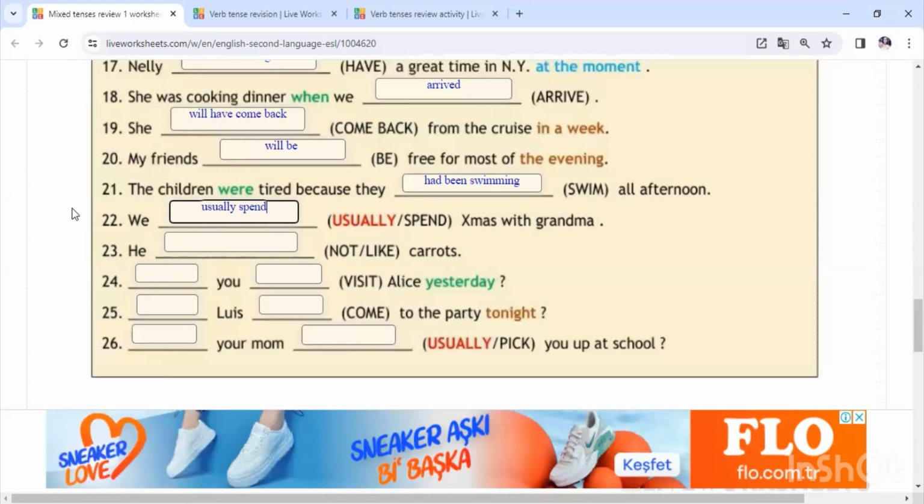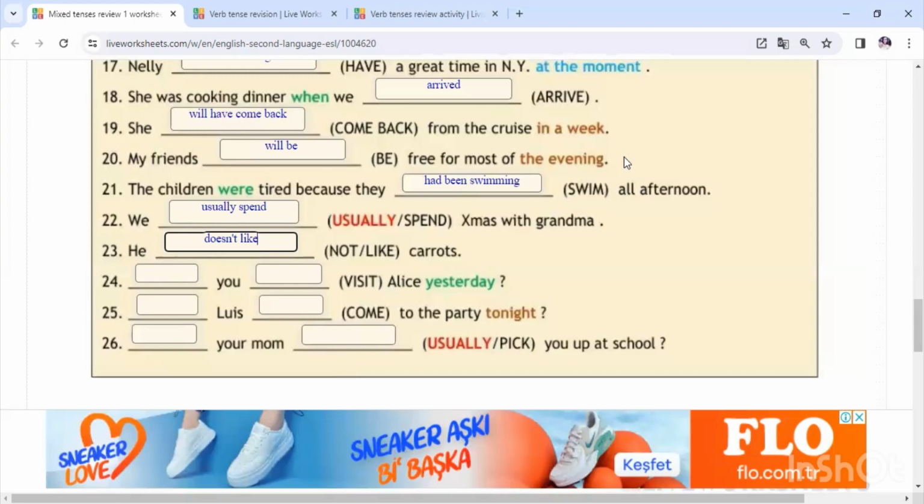He doesn't like carrots. It's super easy, right? Translate it, please. O havuçları sevmez. This is a general preference. It's a habit maybe. So this is present simple again. Okay, well done. Çağanay.